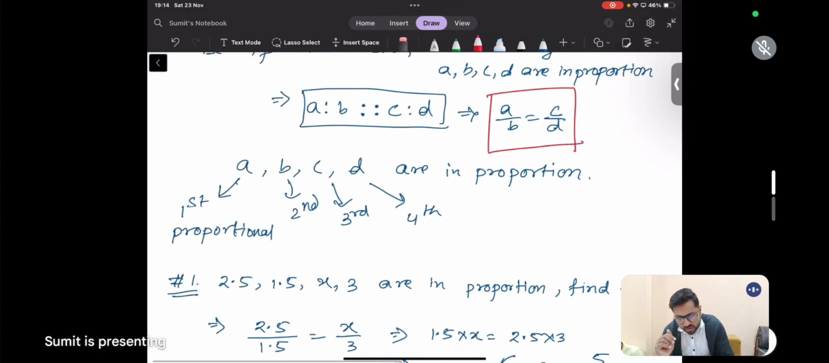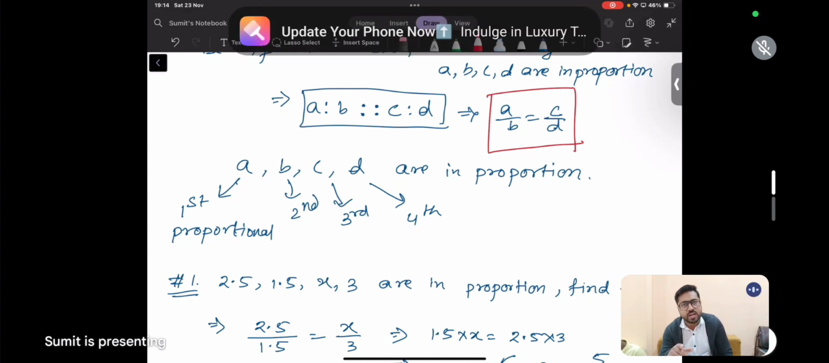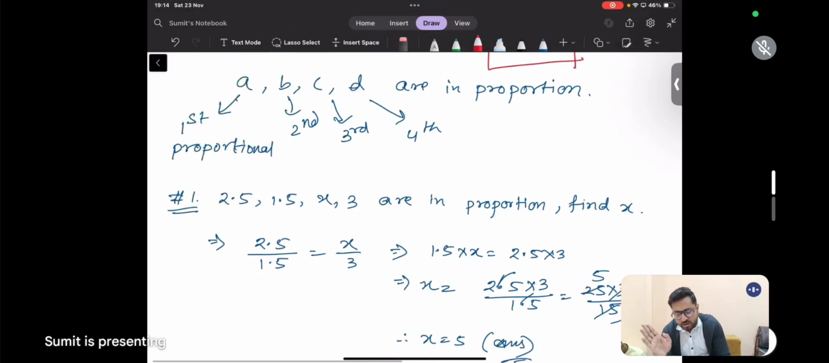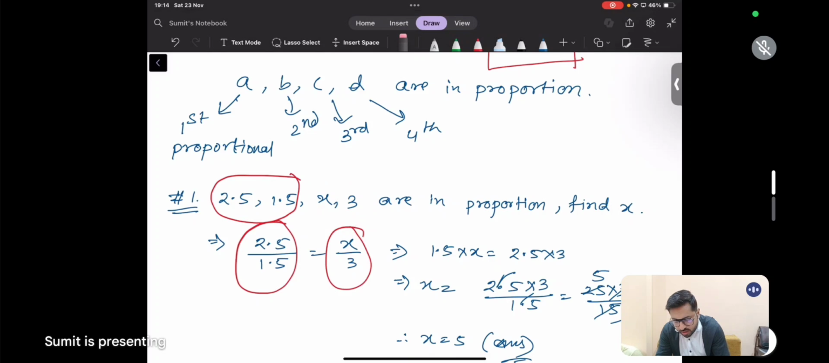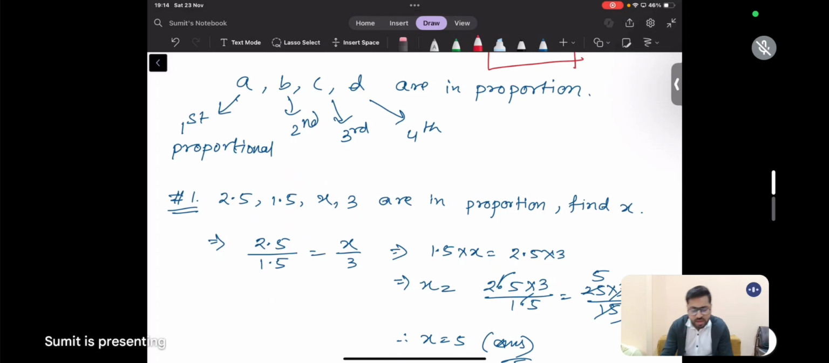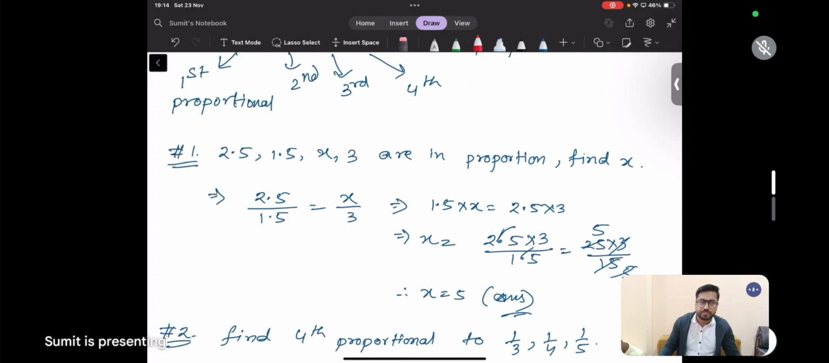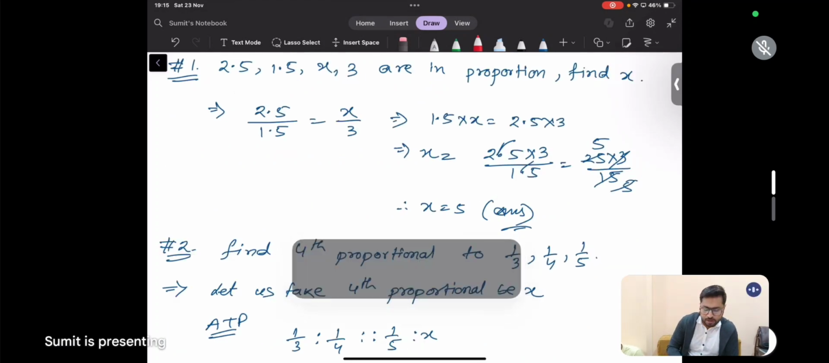তো নাম্বার 1 এর কোশ্চেনটা হচ্ছে গিয়ে 2.5, 1.5, then x, then 3 are in proportion, then find x. How will you get the value of x? So are in proportion means the ratio of the first two means এই দুটো নাম্বারের রেশিও is equal to ratio of the last two, মানে লাস্ট দুটো নাম্বারের রেশিও, এগুলো ইকুয়াল হবে। তো দেখো এই ইকুয়াল করে দিয়েছি। তো যখন ইকুয়াল করা হলো দেন if you do the cross multiplication, সেখান থেকে তুমি x ফাইন্ড করতে পারছো, x will be 5. নাম্বার 2 তে বলছে find the fourth proportional.